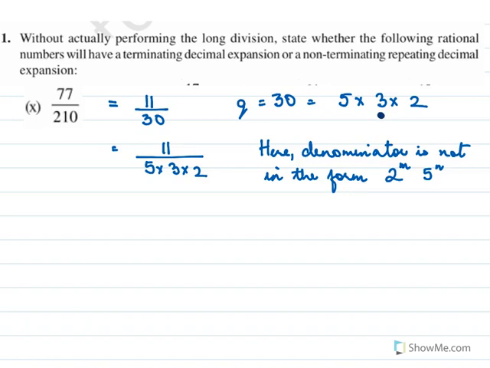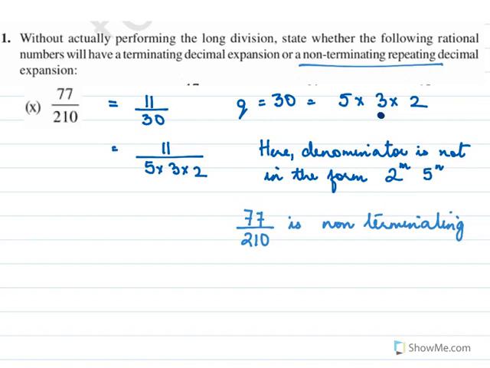So we can say that 77 over 210 is non-terminating, non-terminating repeating. That's all because of this 3. It becomes non-terminating.